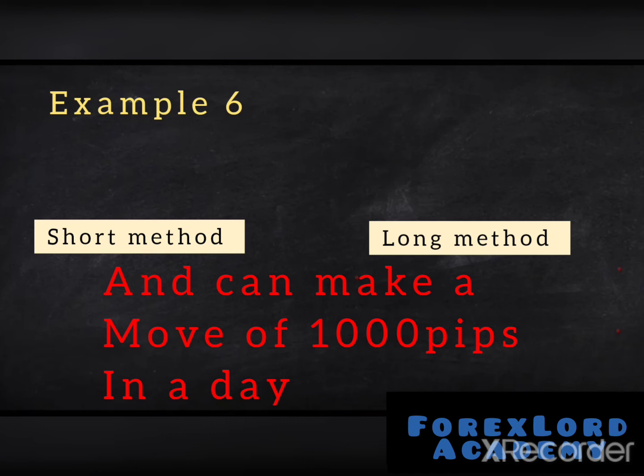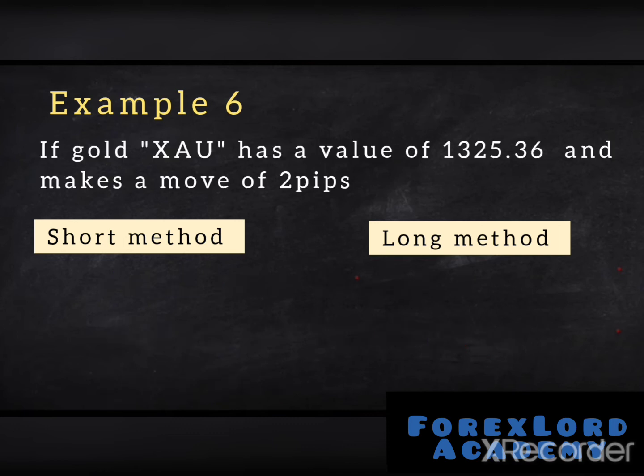So, let's go straight up and have an example of gold. If gold has a value of 1325.36 and makes a move of 2 pips, what will be the new value? Okay, the new value will be what? Short method. What do you do? Can any of you answer that? What will be the new answer? Tell me. I'm waiting.